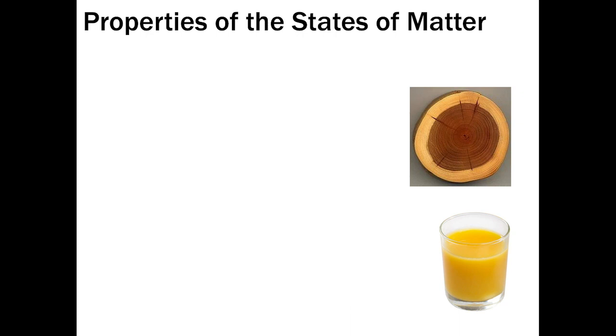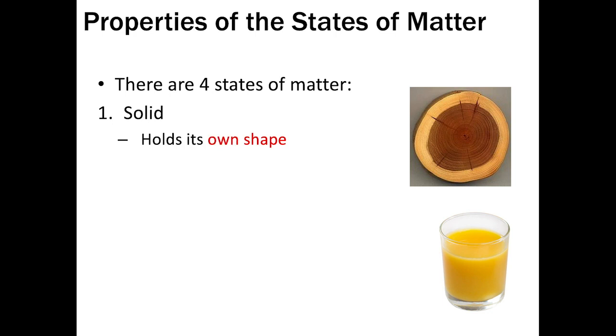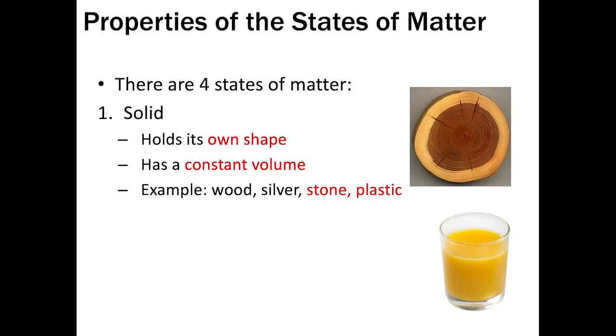When we're talking about matter, we can also talk about states, which you may have talked about before in your other classes. There are 4 states of matter, 3 that you will definitely be familiar with, and 1 that you might not be familiar with. We've got solids. Solids typically hold their own shape. They don't change shape. They have a constant volume. Some examples of solids could be wood, silver, stone, or plastic.